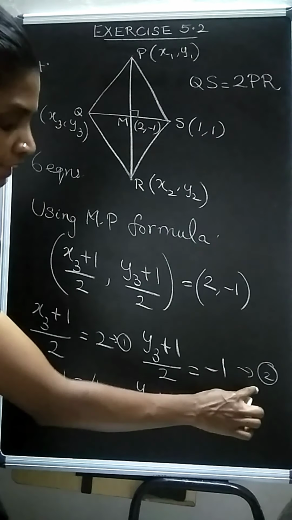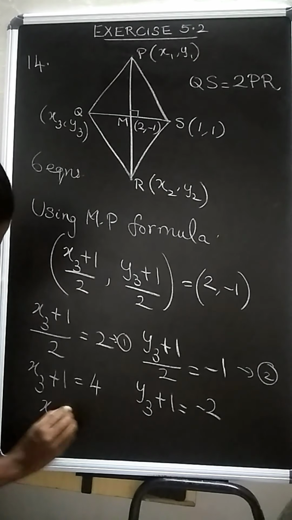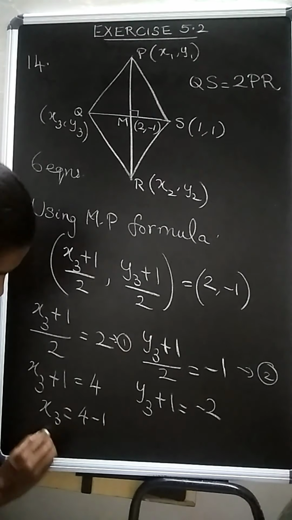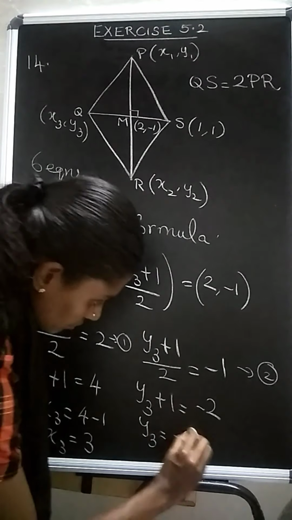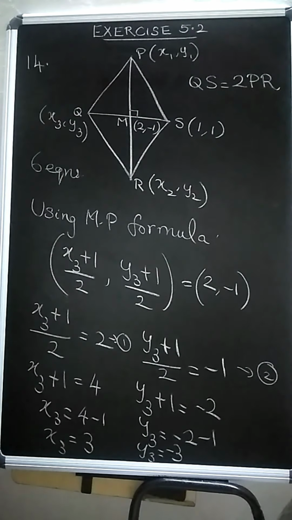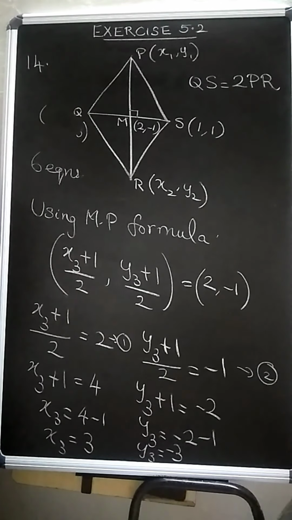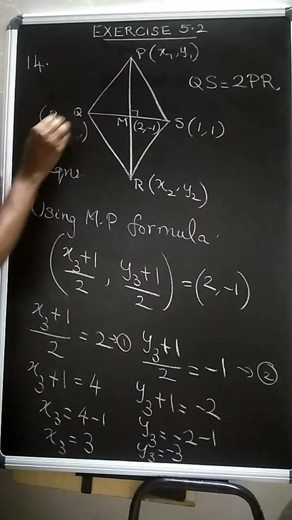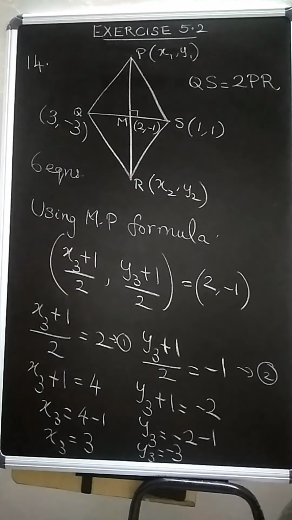So we are going to solve equation number 1 and 2 and find the coordinates of x3 and y3. Now x3 is equal to 4 - 1, equal to 3. y3 is equal to -2 - 1. So y3 is equal to -3. So what you have got? (3, -3). So what are the coordinates of Q? (3, -3). So one part of the solution you have got.